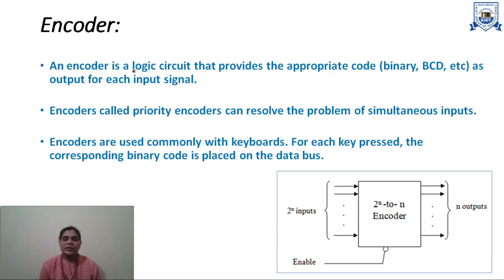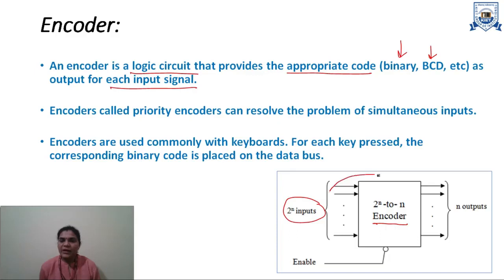Encoder is the reverse of decoder. So encoder is also a logic digital circuit that provides an appropriate encoded code for each input signal. This code can be a binary code or BCD code. As you can see in this figure, this general encoder has dimension 2 to the power n to n. It has 2 to the power n inputs, and one input out of 2 to the power n inputs will be encoded into an n bit code.